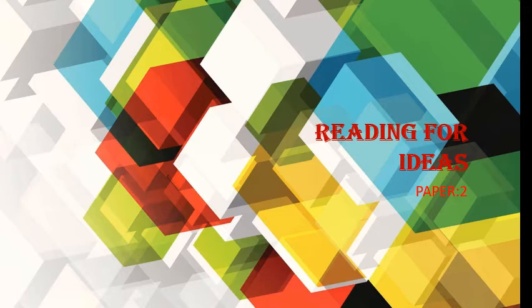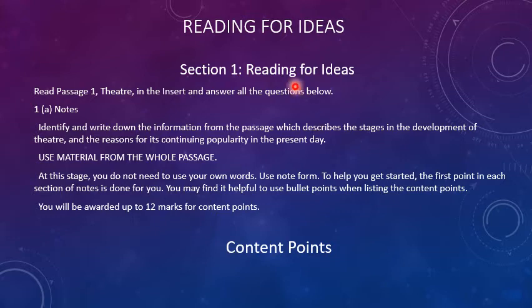Before going and discussing the passage, I would like you to read this part of the paper. This is the first question statement, section 1, reading for ideas. Here the passage name is Theatre, and you have to answer all the questions. Question 1, part A, notes forming. Here you have to identify and write down the information from the passage which describes the stages in the development of theatre.